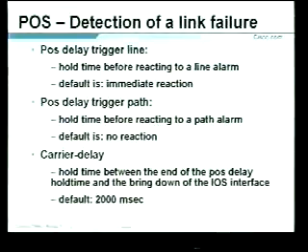In IOS, but I would guess that another implementation would have the same kind of timers, you will find 3 timers to control this. The pos delay trigger line timer is the hold time before reacting at layer 3 to a new line alarm. The default value for this delay is an immediate action, so it's 0. The pos delay trigger path is the hold time before reacting to a new path alarm at SONET level. And the default action in IOS is to not react to it.